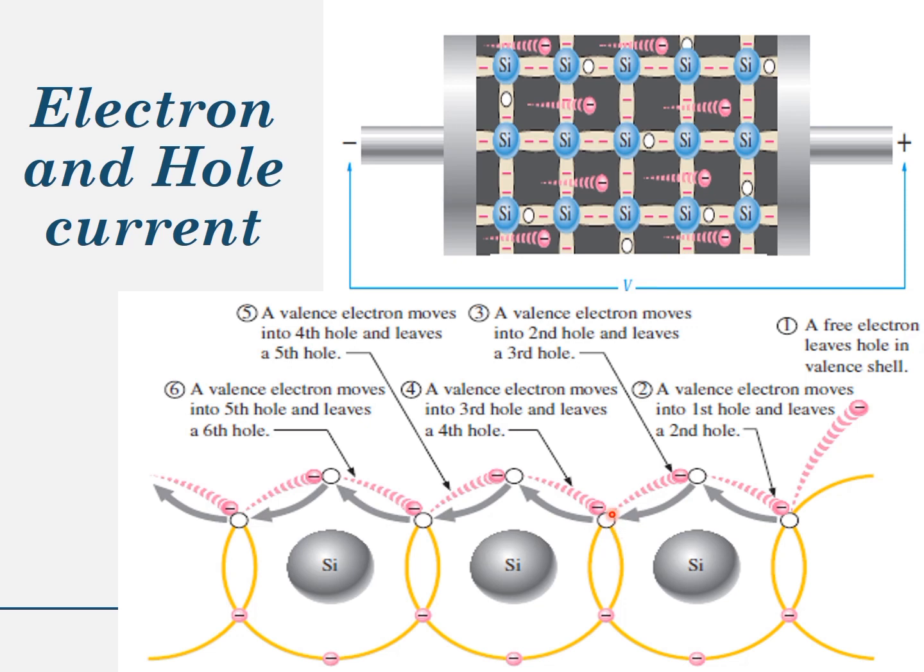It means when a valence electron moves from left to right to fill a hole, it leaves another hole behind. On the other hand, the hole has effectively moved from right to left. These gray arrows indicate the effective movement of a hole. So, electrons are moving from left to right and holes are moving from right to left. This is how hole current is generated in intrinsic silicon.